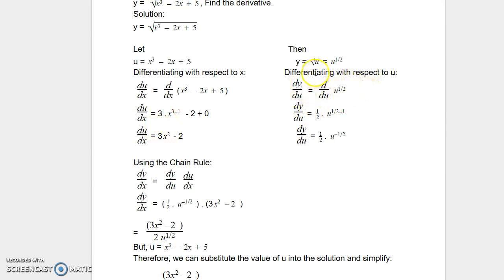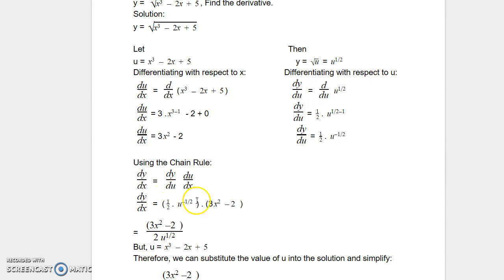And on this side, y is a function of u. We're going to differentiate it with respect to u. Dy by du is equal to d by du of u to the power of half. So dy by du is equal to 1 half u to the power of 1 half minus 1. When we simplify it some more, we can write it as 1 half u to the power of minus 1 half. So now we have the value of dy by du. We have the value of du by dx. So therefore, we are now ready to use the chain rule and then arrive at the solution.